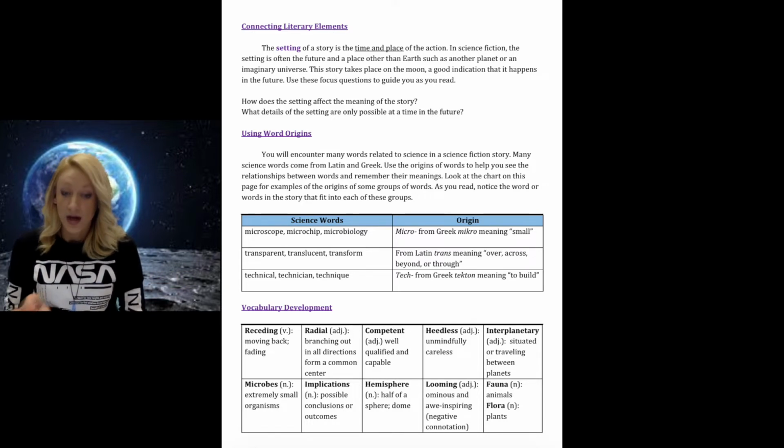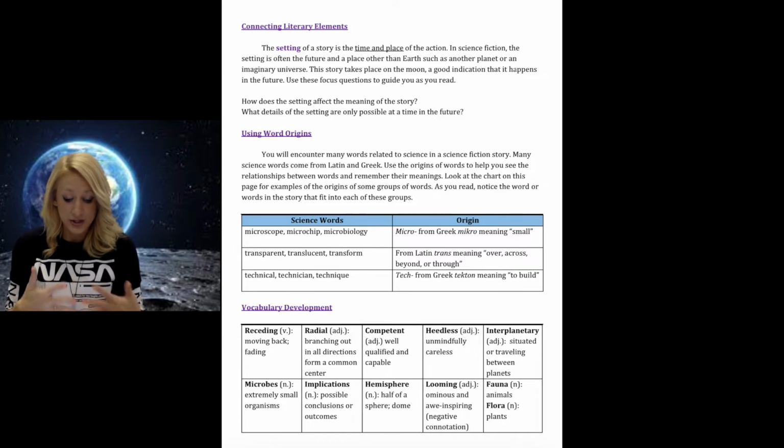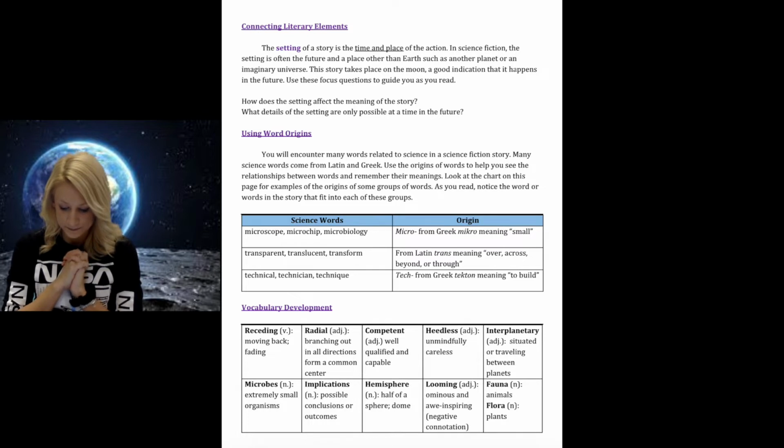So here, one of the Greek roots that we're going to see often used in words in science fiction writing is micro. That's on the right, on the top of our chart. Micro is from the Greek mikro, meaning small. So if you look at some words that have origins with micro, on the left, science words, microscope, microchip, microbiology, there are many more. So think of some words that you know that have micro in them.